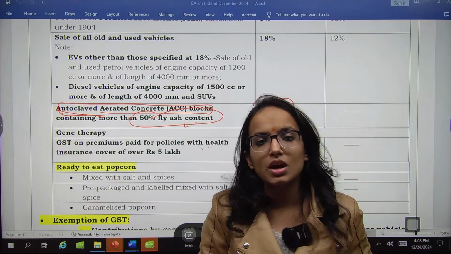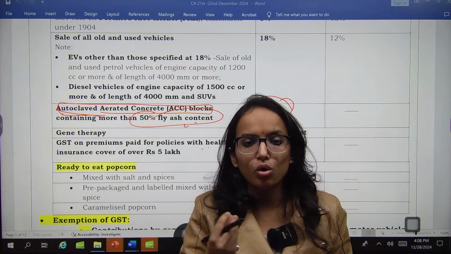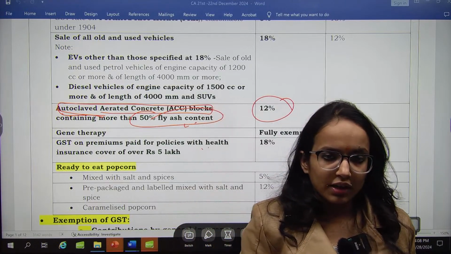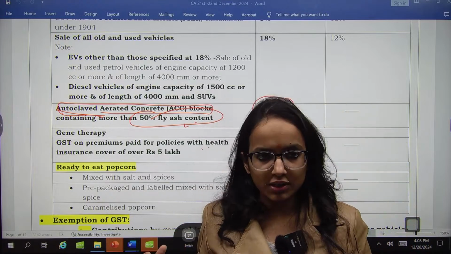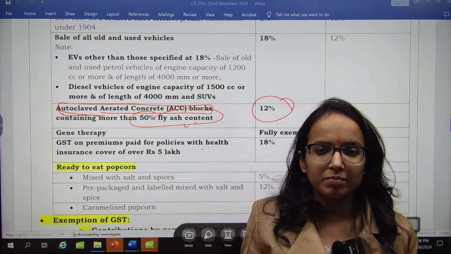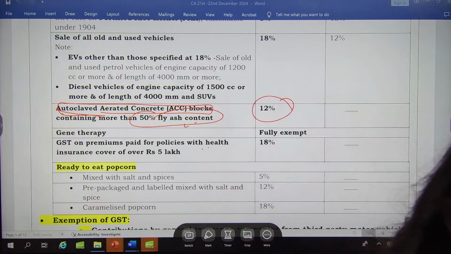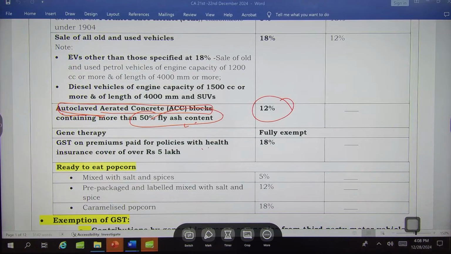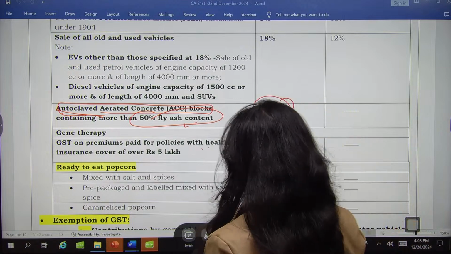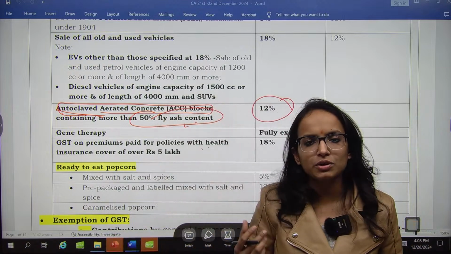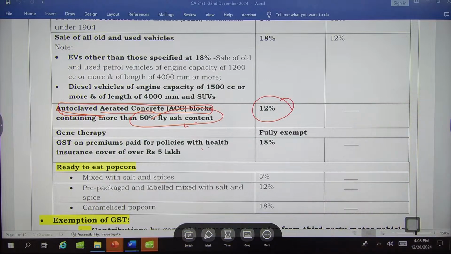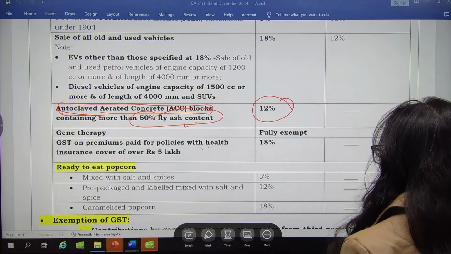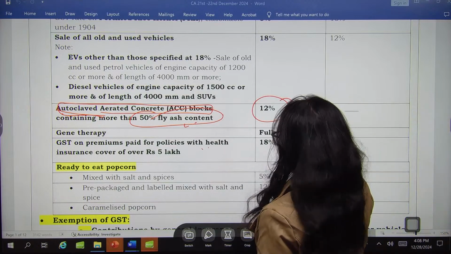What is fly ash? Fly ash is a byproduct of coal in thermal power plants. When coal gets burned, the byproducts which are released, fly ash is one of them, right? So it is harmful for the environment. That's why having some GST on it will regulate the amount of fly ash. So remember 12% on this.